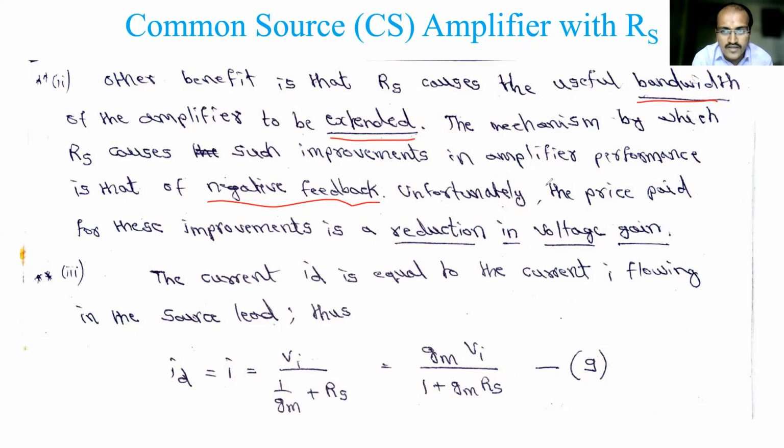Unfortunately, the price paid for these improvements is a reduction in voltage gain. When you include RS, bandwidth is extended, but there is a reduction in voltage gain. So I will show you that figure, how the frequency response looks. This is the frequency response, frequency versus magnitude. We'll be drawing the graph. This is how you draw the magnitude graph, so it will be constant like that.